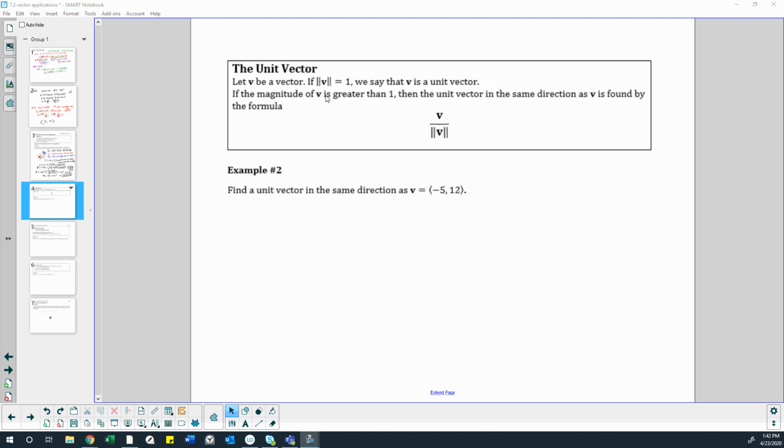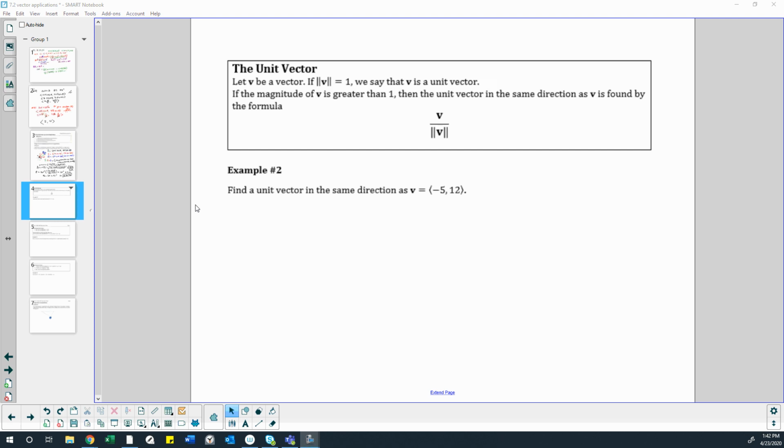Anyway, if the magnitude is greater than 1, then the unit vector is found by this formula. I guess they're kind of clarifying. They're saying if it's magnitude 1, it's already a unit vector. If it's not magnitude 1, then we need to find the unit vector for some reason, then we use this formula by taking the vector and dividing by its magnitude.